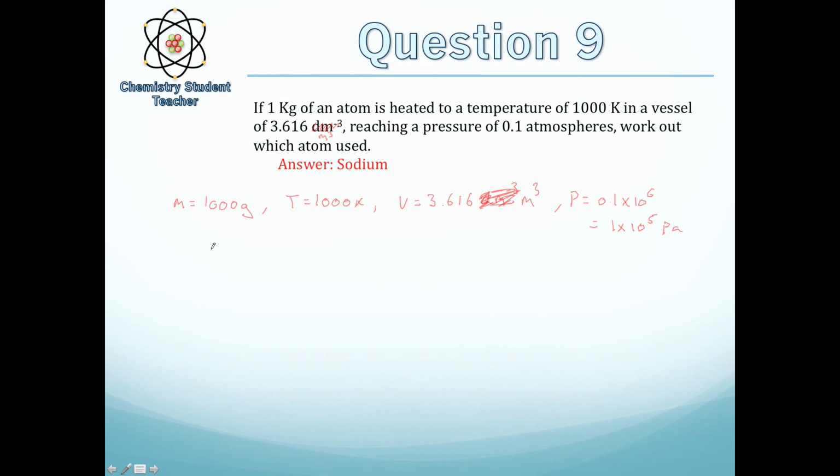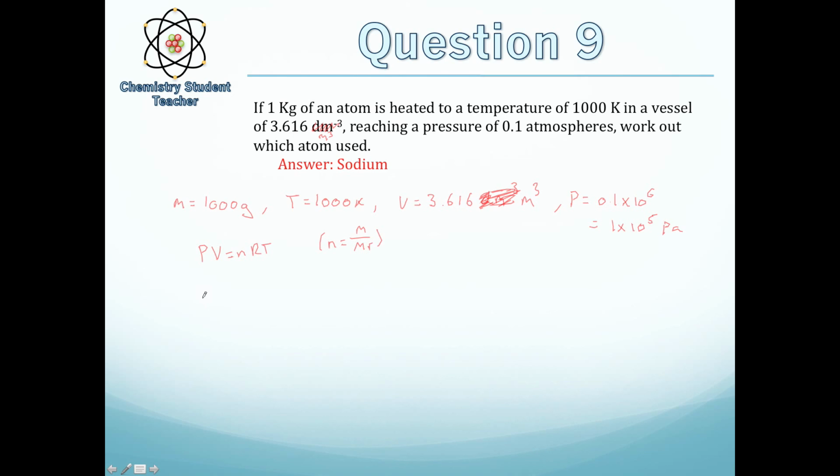So first things first, we need to rearrange this equation PV equals nRT, because we're talking about gases and we have M, T, V, P, things like that. So that's the only equation that has all those in. But we want to find out what atom. So to find out what atom it is, we need to use molar mass. We need to work out the molar mass. How do we work out molar mass from here? Well, you may remember number of moles is the same as mass over molar mass.